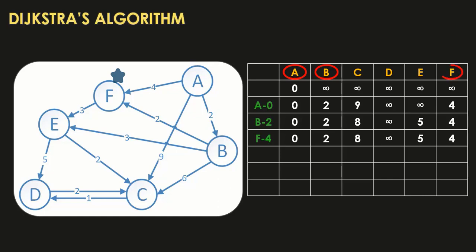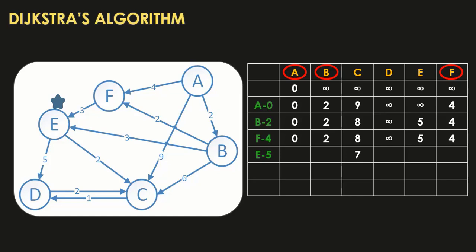Now F has also been visited. We will choose the unvisited node with the minimum cost, and it is node E. Cost to reach node E is 5, and with node E there are two directly connected nodes, node C and D. From node E to node C, the cost is 2, and hence the total cost is 5 plus 2 equal to 7. It is less than the previous cost of 8, so we will update this cost.